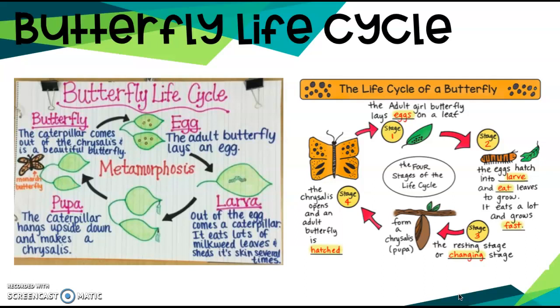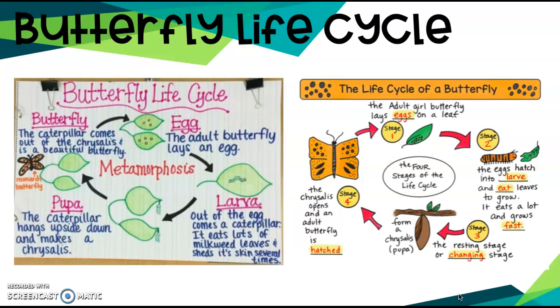So you have the egg. The adult butterfly lays an egg. It goes into a larva. Out of the egg comes a caterpillar. It eats lots of milkweed leaves and sheds its skin several times. Then it goes to the pupa stage.